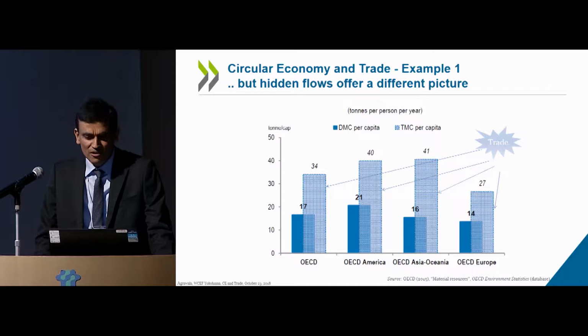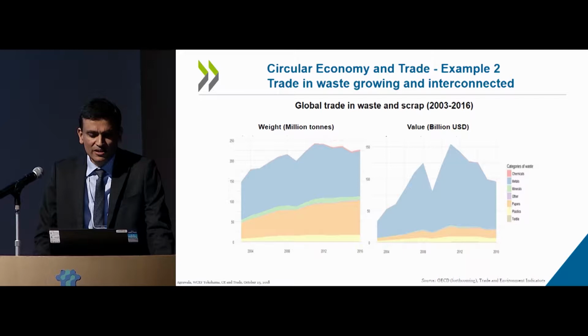The second example is looking at trade in waste. And here there is some work that my colleagues in the Trade Directorate have been doing recently, and they've been trying to get a handle on the trade in non-hazardous waste. And you can see, so the first chart is in weight, and the second chart is in value terms. So trade in waste in 2016 was around 240 million tons, and in terms of value, it was close to $100 billion.